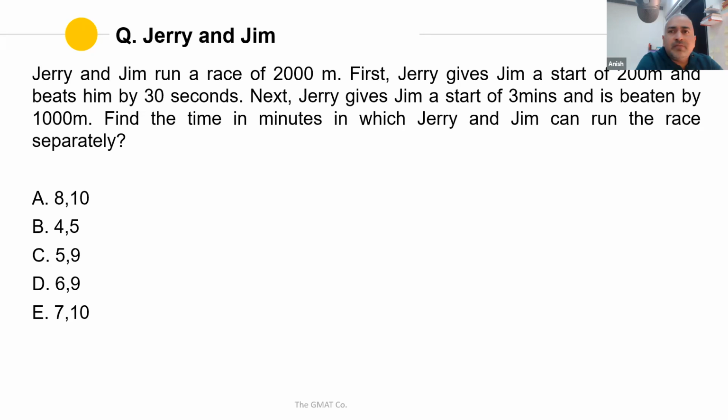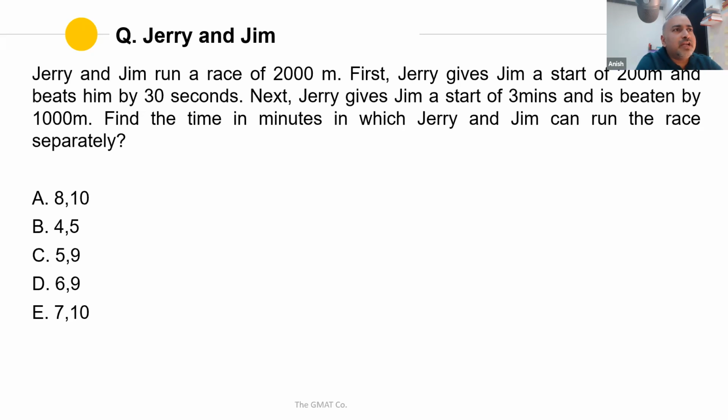Now, it's not written, but one thing we can directly understand and apply is that Jerry and Jim would have maintained the same speed in all these races. Had their speeds changed, then the question wouldn't make sense, right? So whatever Jerry's speed was in the first race, whatever it was in the second situation, whatever it would be if he runs separately, they would all be the same. Similarly, Jim's speed throughout will be the same. Not written, but that much we can directly understand.